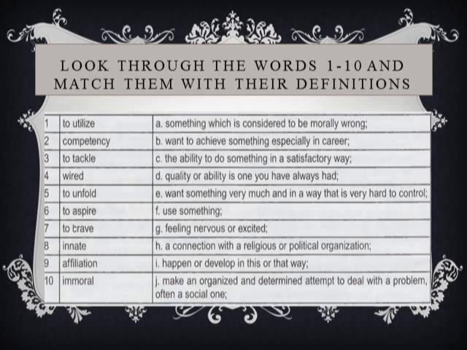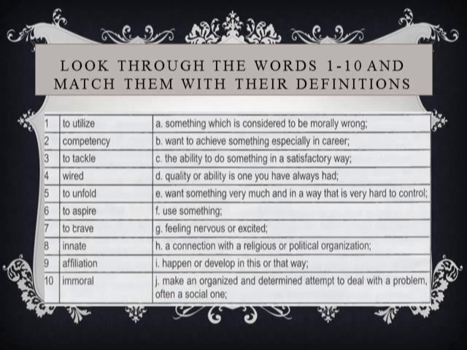The fourth one is wired. Wired, it is feeling nervous or excited. The fifth one, to unfold, happen or develop in this or that way. The sixth one is to aspire, to want to achieve something, especially in a career. The seventh one, to crave. To crave is to want something very much and in a way that is very hard to control.